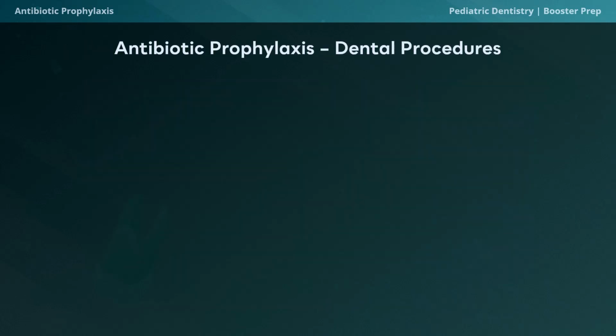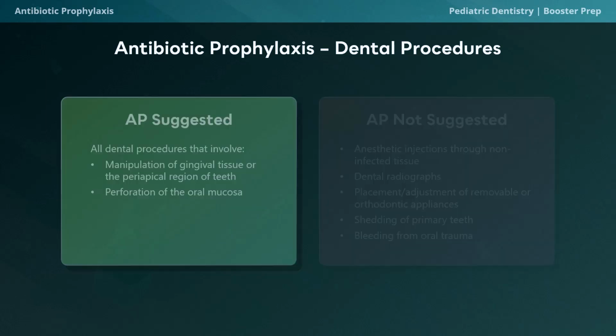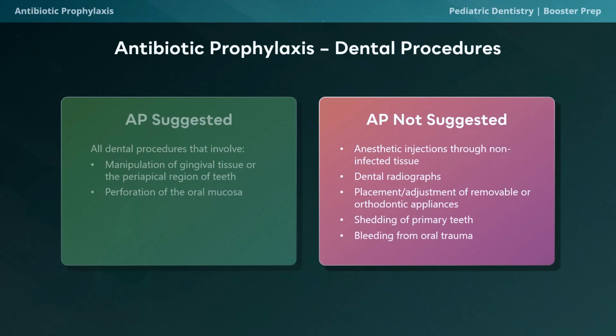Now that we know which medication to use, what are the dental procedures that do require antibiotic prophylaxis? Antibiotic prophylaxis is suggested for any dental procedure that involves manipulation of the gingival tissue or the periapical region of the tooth, and perforation of the oral mucosa, such as a gingivectomy or implant placement. For procedures that don't involve tissue manipulation, such as anesthetic injections through non-infected tissue, taking dental radiographs, or even bleeding from trauma, antibiotic prophylaxis is not needed.